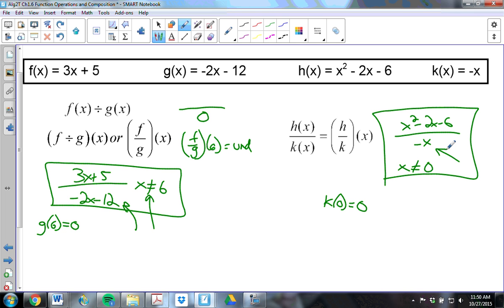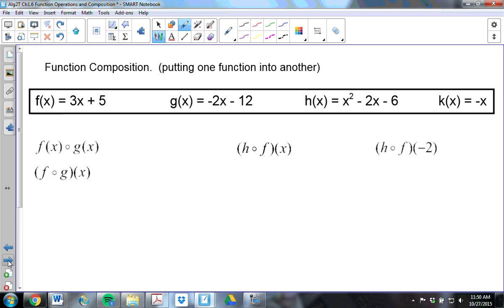But that confuses people at first. You can't divide by 0, so figure what thing on the bottom makes this equal 0. The last thing to talk about is composition. It's putting one function into another. This open circle here looks like a times, but it means composition. Put something inside something else.